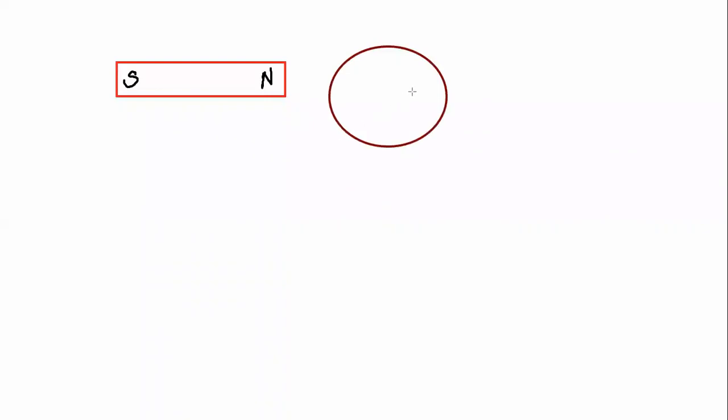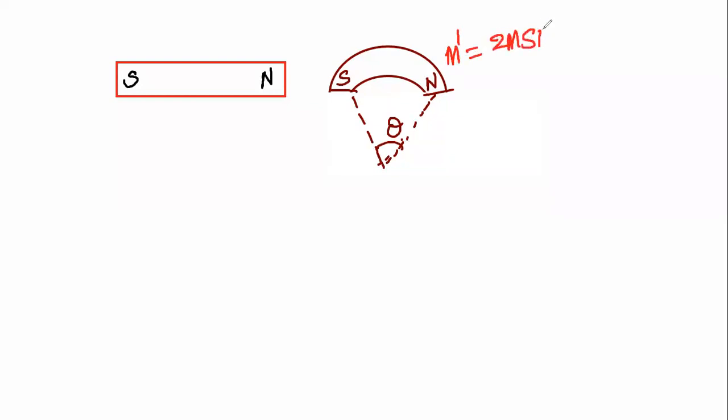Once again, I'll repeat. A bar magnet of magnetic moment m is there, with south pole and north pole. If I bend this bar magnet into an arc of length l, an arc which makes a radius r at the center, this is theta. Then the new magnetic moment of this one is 2m sine theta by 2 divided by theta. This is okay.